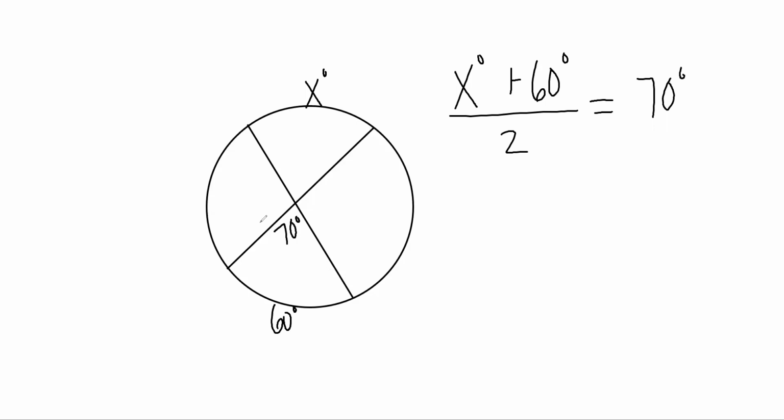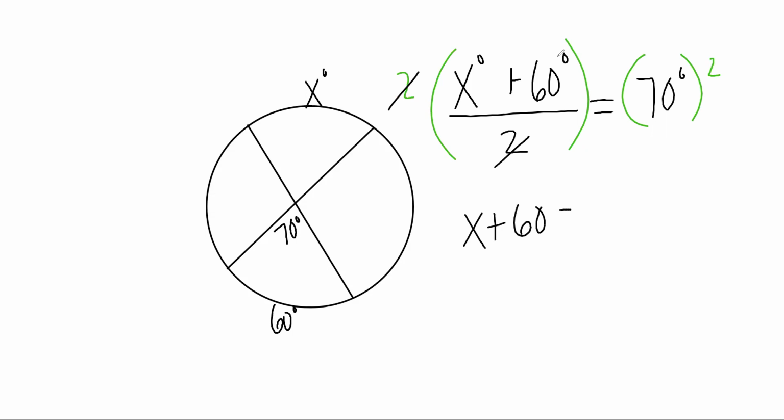So what I'm going to do to solve this equation is multiply both sides by 2. Okay, so then this is going to cancel, and I'll have x plus 60 equals 140. Subtract 60 from both sides. Then I'm going to find out that x equals 80 degrees. So I can still use this whether I'm finding angles or arcs.